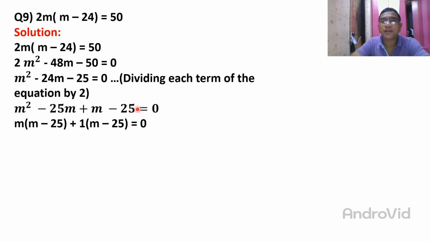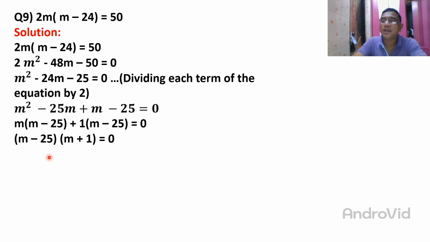So m minus 25, here is nothing common, so common is 1. So here write plus 1, and uncommon m minus 25 remains as it is. So here is m minus 25, here is m minus 25. Both sides common is m minus 25. Whatever is common, that can be written a single time. So we write m minus 25 a single time. And what is uncommon? M plus 1. So m minus 25 and m plus 1 is equal to 0.